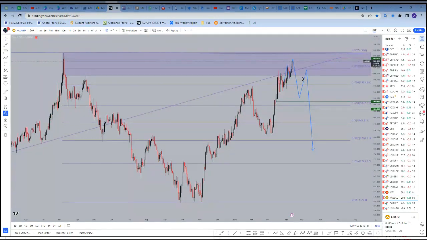Khan, for the gold analysis, it's what you're seeing on the screen. I'm simply waiting for a break below this point, which is 1984. I need price to break below 1984, then come back for a retest before dropping.